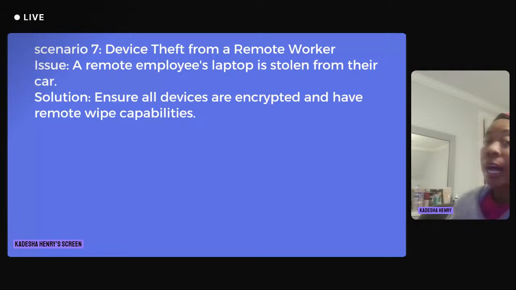Even with your personal phone, there has to be an agreement that if your phone is lost, there's some way they can wipe that aspect of the phone that has their sensitive data. So ensure all devices are encrypted and have a remote wipe capability, so they can wipe their sensitive data off that phone. It's encrypted and it has the capability to be wiped.